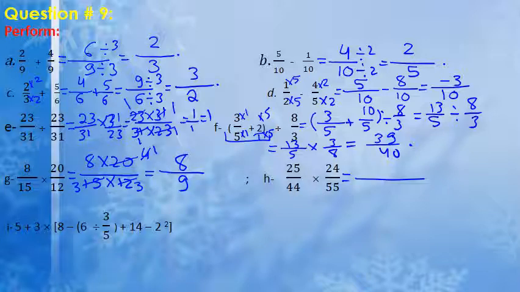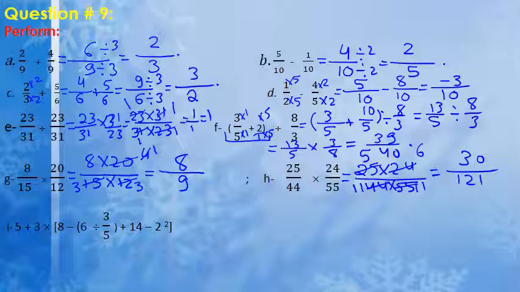Also multiplication of two fractions. 25 times 24 over 44 times 55. By 5 it gives us 5. By 5 it gives us 11. By 4 it gives us 6. By 4 it gives us 11. 5 times 6 is 30. 11 times 11 is 121.